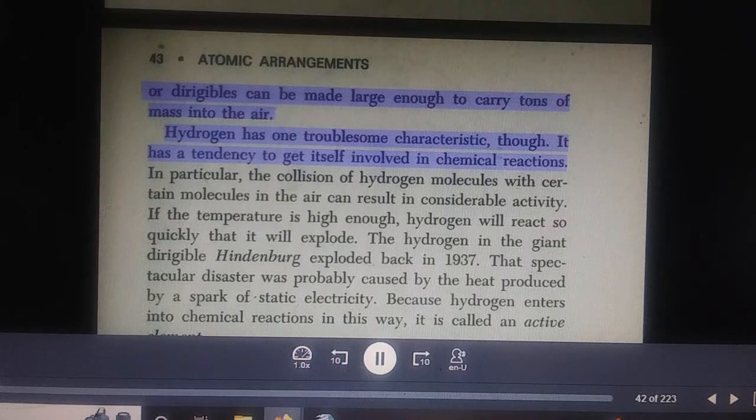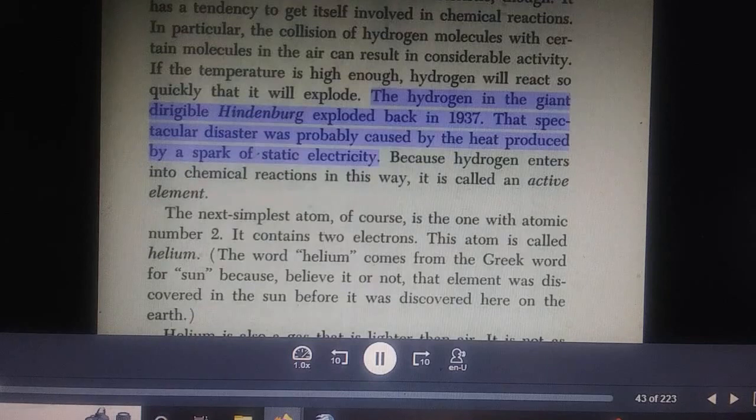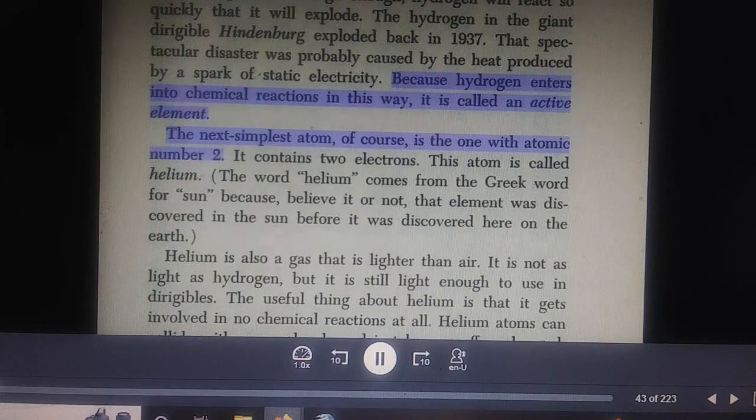Hydrogen has one troublesome characteristic, though. It has a tendency to get itself involved in chemical reactions. In particular, the collision of hydrogen molecules with certain molecules in the air can result in considerable activity. If the temperature is high enough, hydrogen will react so quickly that it will explode. The hydrogen in the giant dirigible Hindenburg exploded back in 1937. That spectacular disaster was probably caused by the heat produced by a spark of static electricity. Because hydrogen enters into chemical reactions in this way, it is called an active element.